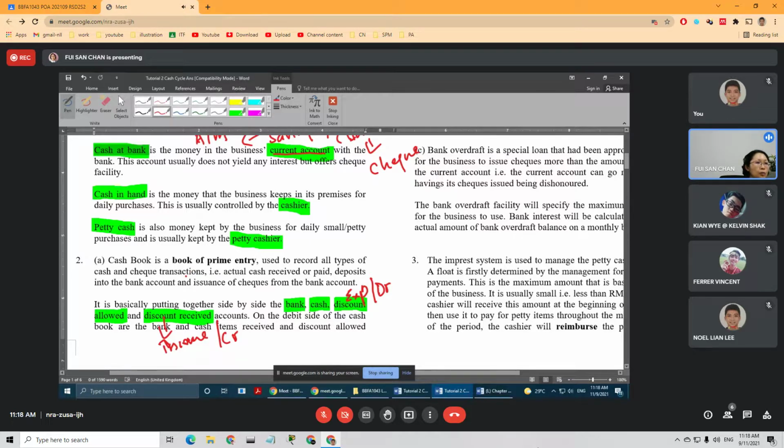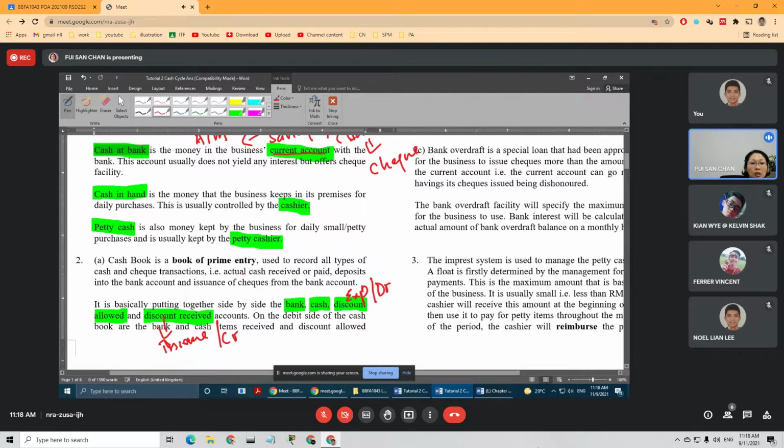If you receive money, you put it on the debit side, right? If you pay, you put it on the credit side. So the debit side is money coming in, and the credit side is money going out. So it is the actual cash received or paid: a deposit into the bank account and the issuance of a check from the bank account.